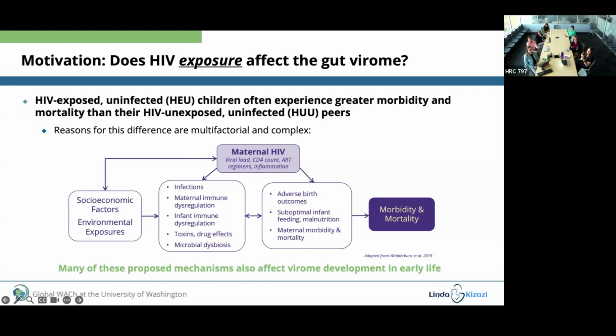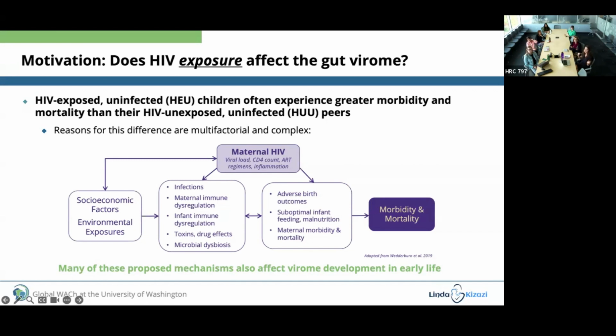So HEU infants have been observed to have some immune dysregulation, higher inflammatory levels than HUU infants, suggesting there's something about their HIV exposure, and it's still a little unclear what. It's likely just a combination of these things that is causing that in some infants. And all of these things can interact with each other and lead to increased susceptibility for morbidity and mortality.